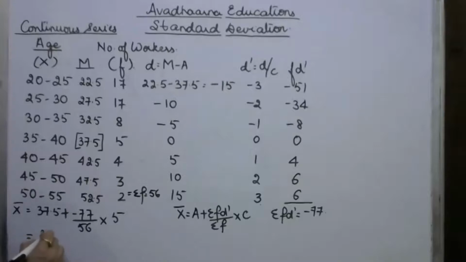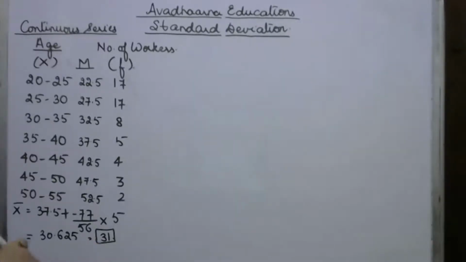So it's 30.625. Fine. For the simplification sake, if we round it off to 30.6, then if I say mean is 31. Fine. So now we have to calculate the standard deviation by actual mean method by taking mean as 31. But in order to have a correct or appropriate answer, let's take 30.6 as the mean.